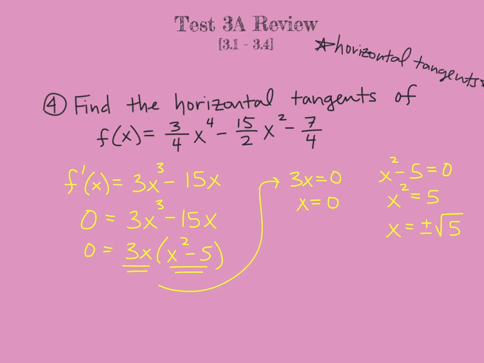So the horizontal tangents occur at x equals negative root 5, 0, and positive root 5. I'm just writing them in order from least to greatest.